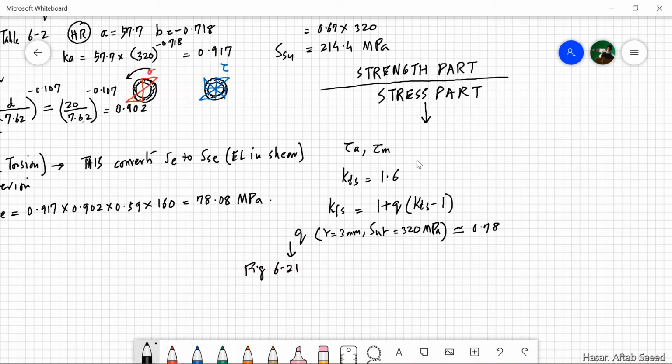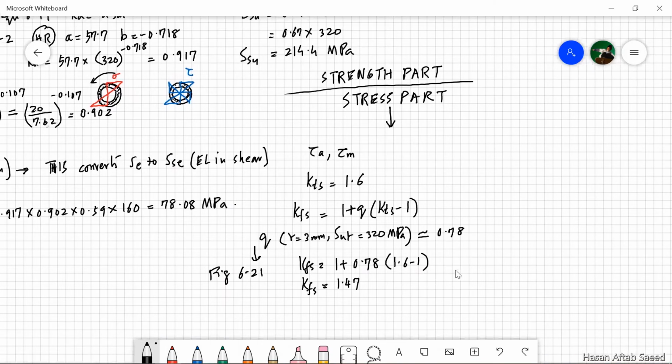Now KFS, very simply 1 plus 0.78, and this 0.78 won't be very accurate. A rough figure will do. Into 1.6 minus 1, so this turns out to be 1.47. Now we have the fatigue stress concentration factor value also available to us, and we'll be using this presently.